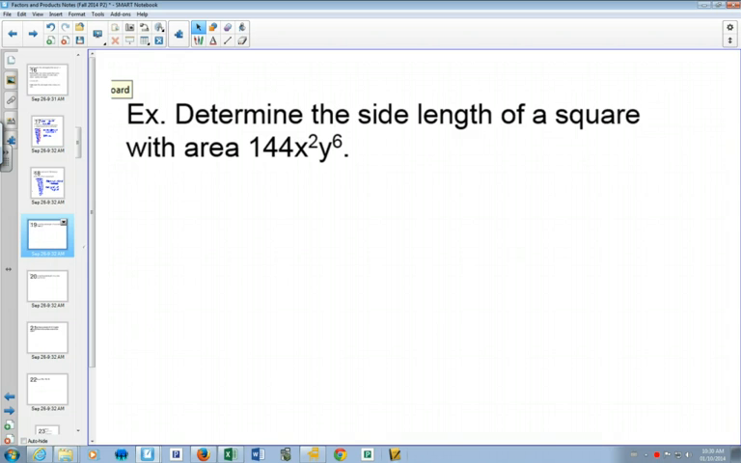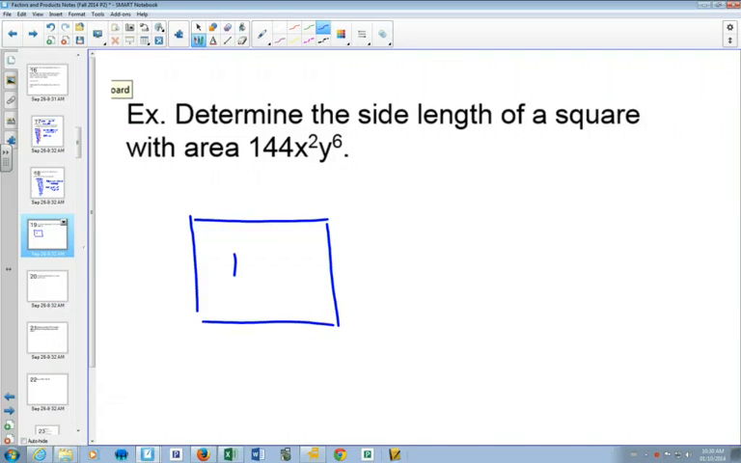So now we can get into questions with algebra. You have a square, and the area is 144 x squared y to the 6. We need to find the side lengths of this. Of course, those side lengths will be the same.